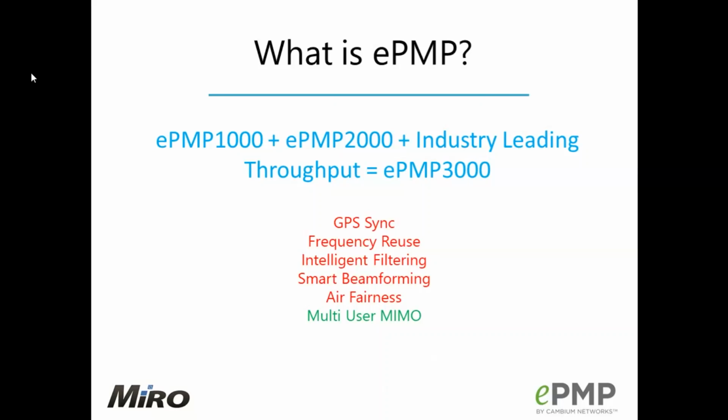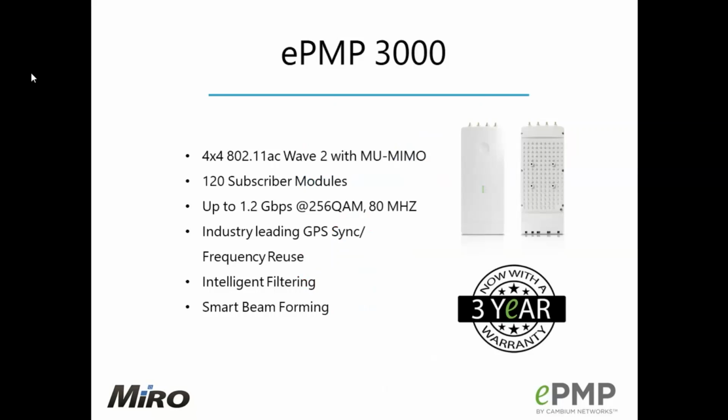Okay, so where ePMP changes the ball game is that it's an upgrade of these predecessors with a more powerful CPU, etc. But they brought on board multi-user MIMO, which has been the primary game changer here. Taking a look at your ePMP 3000, once again I'm using this as a reference because we will touch on its new edition, which is the MicroPOP 3000. With that game-changing multi-user MIMO, this unit is a 4x4 802.11 AC Wave 2 unit.